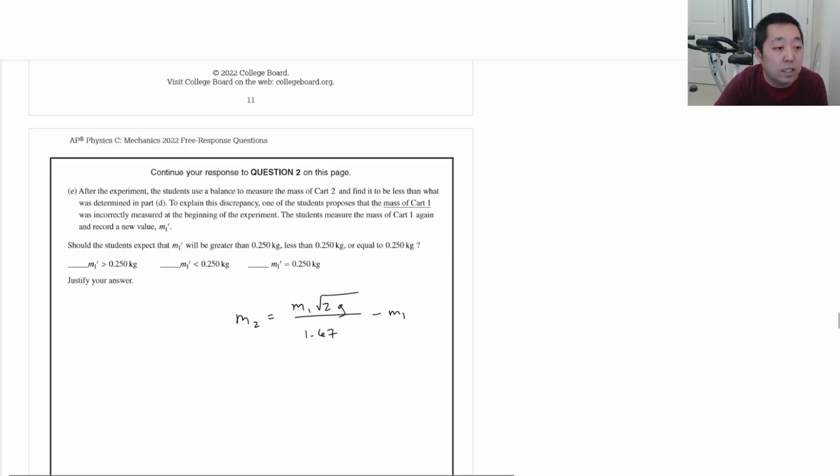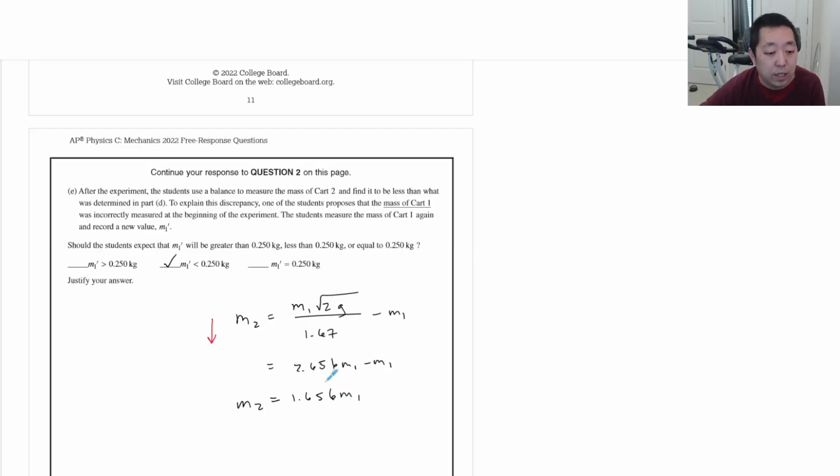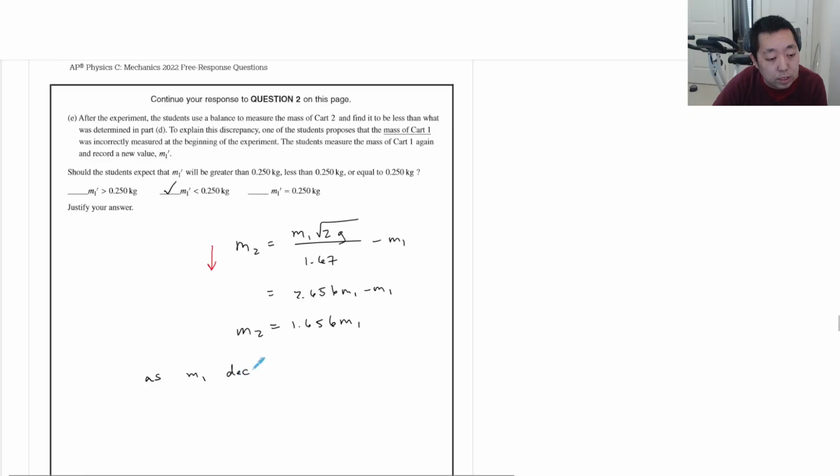So what they're saying is this side was smaller. So what would I expect m1 to do? This is a number I can calculate: root 2 times 9.8 divided by 1.67 is 2.656. So 2.656 m1 minus m1 is 1.656 m1. So ultimately, if m2 goes down, m1 should have gone down as well. If m2 is less than what we determined, that means m1 is probably smaller. So I would expect this one, and this justification is fine. As m1 decreases, m2 should have decreased as well.